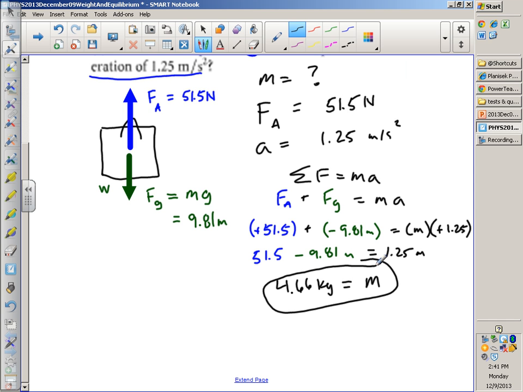So that's how much mass we can put into that grocery bag so we can lift it without it actually breaking. Good there?